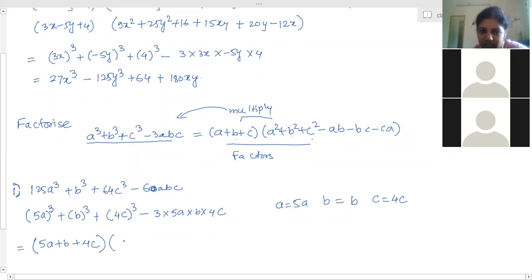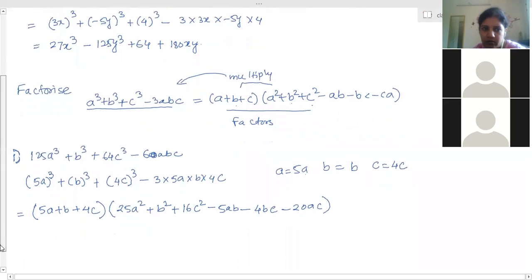And now the second bracket, a square plus b square plus c square minus ab minus bc minus ca. That is 5a whole square is 25a square, plus b square, plus 4c whole square is 16c square, minus ab, the product of these two is 5ab, minus bc, that is 4bc, minus the first and last product, 5 into 4, 20ac. So these are the factors. That's it. You cannot do any simplification after this. Is this clear?